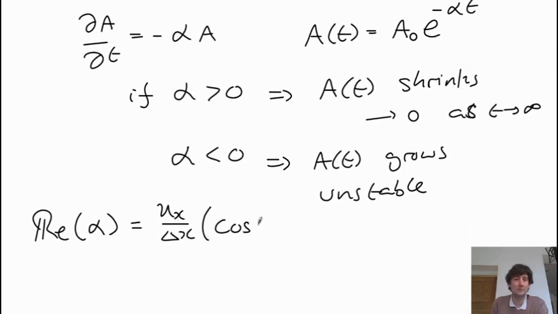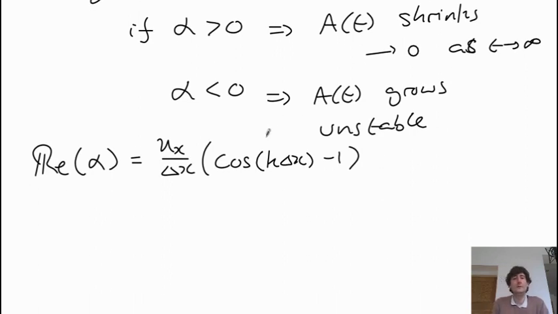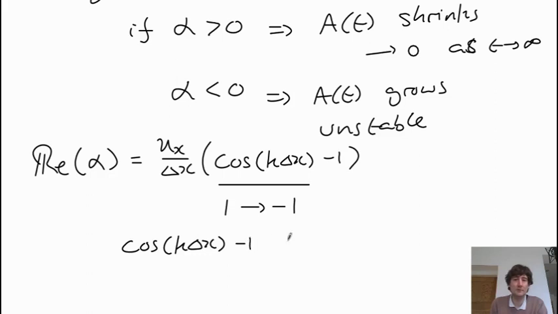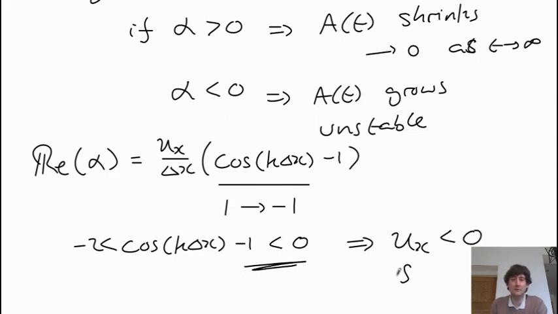So this is a cos k delta x minus 1. Okay, so in this equation, this cos k delta x is between 1 and minus 1. And in any case, this cos minus 1 must be between 0 and minus 2. Cos k delta x minus 1 is less than 0 and greater than minus 2. So it's somewhere in that range. The important point though is that it's less than 0. So if this is less than 0, and we need alpha, or the real part, to be positive, then ux must be less than 0 for stability.